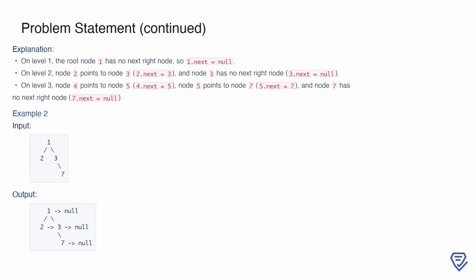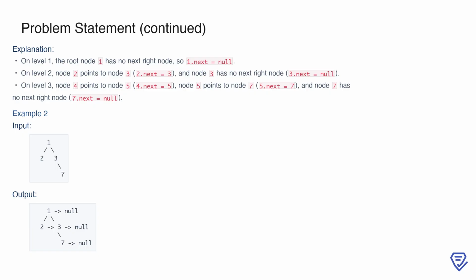Breaking this down further, on level 1, the root node 1 does not have any right neighbor, so its next pointer remains null. On the second level, node 2 connects to node 3 using its next pointer, while node 3 does not have a right neighbor, so its next pointer is null. Similarly, on the third level, node 4 connects to node 5, node 5 connects to node 7, and node 7, having no right neighbor, points to null.